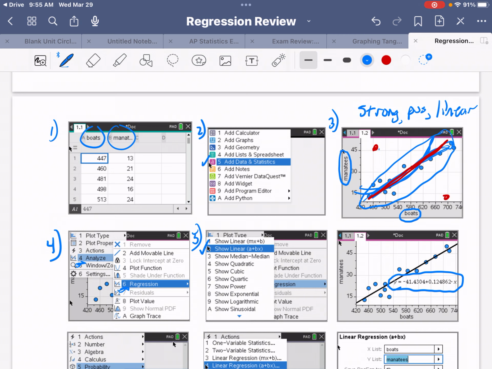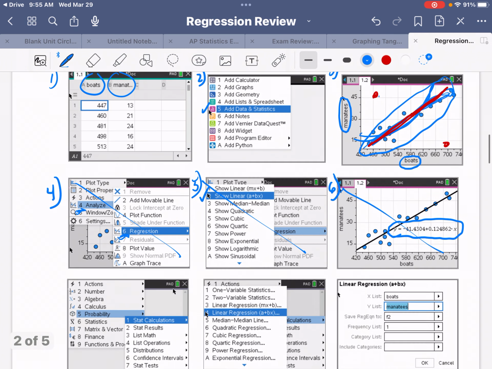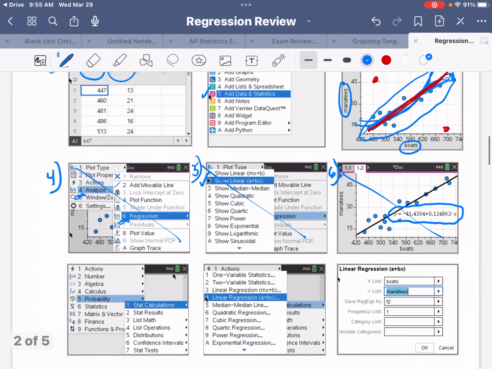So there you know your slope and y-intercept. But you'll notice if you do it this way, it doesn't tell you the values of r and r squared. So I don't really recommend this way, steps 4, 5, and 6. What I recommend you do is open up another page. So get yourself a calculator page.